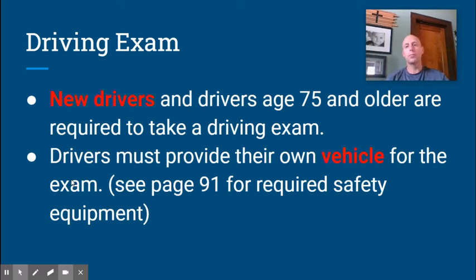Drivers, hey, this is really important. Drivers must provide their own vehicle for the exam. The exception to that is when you take your driving exam with me at the school. We're not getting in your car to do that. We're going to use the driver's ed car. And that's what every school does. That's not us breaking the rule or whatever. It's totally fine for you to use the driver's ed car, and that's actually what we have to do.